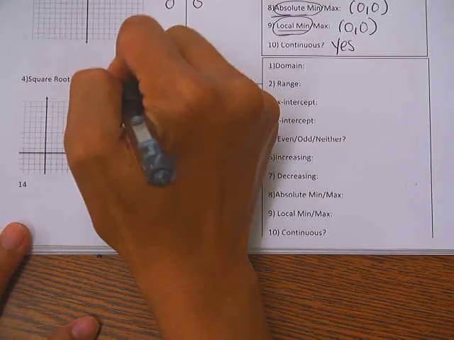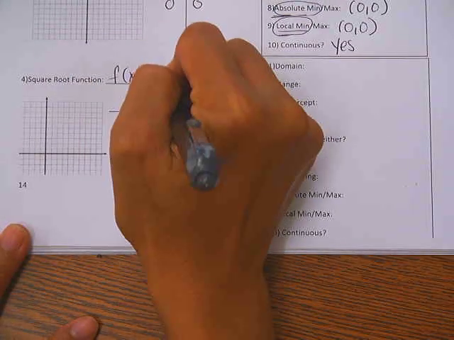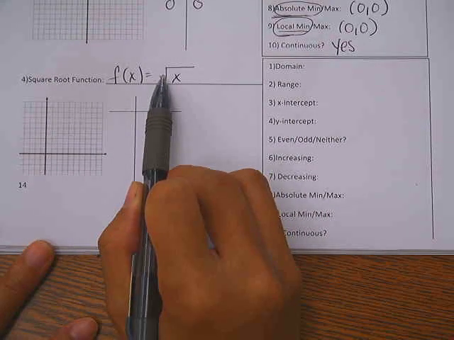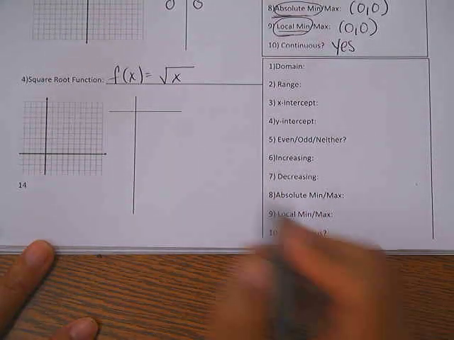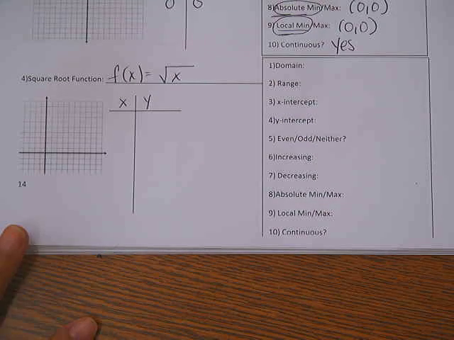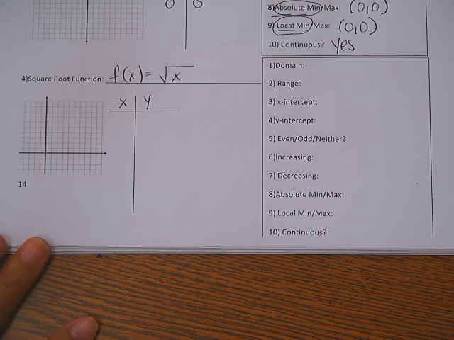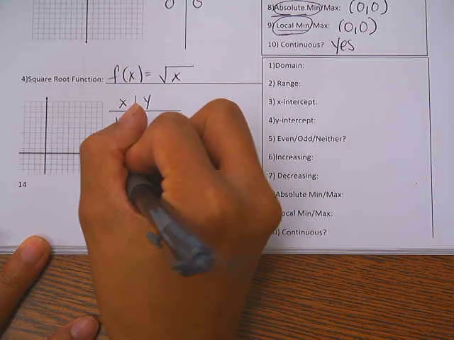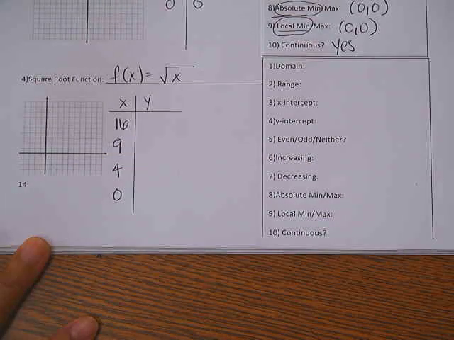Square root is simply f of x equals square root of x. This right here has a number 2. This is an index of 2. So let's pick some inputs and some outputs. I'm going to pick nice numbers that we can take a square root of. So let's say 16, 9, 4, and 0.